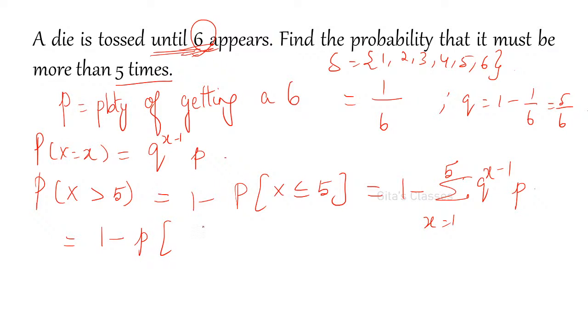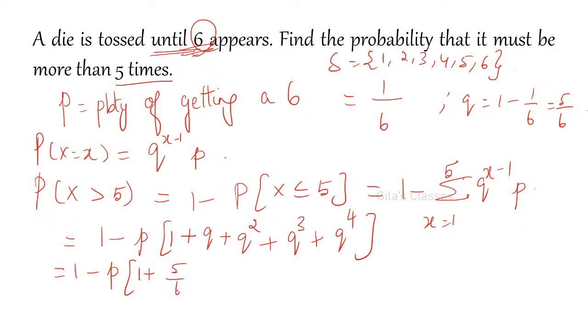Yes, 1 by 6 is correct. Therefore, q is equal to 5 by 6 is also correct. Yes, very good. So 1 minus p can be taken outside. So 1 plus q plus q squared. When x is equal to 1, it will become 1, q to the power 0. When x is equal to 2, it will become q, and then q squared, and so on. What is the q value? 5 by 6. Just substitute: 1 minus p into 1 plus 5 by 6 plus 5 by 6 the whole square. Substitute and tell me the value.